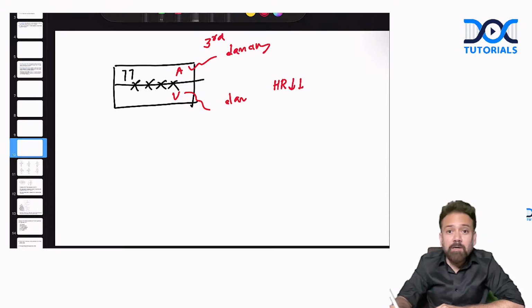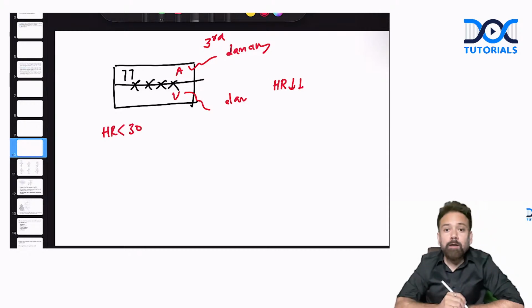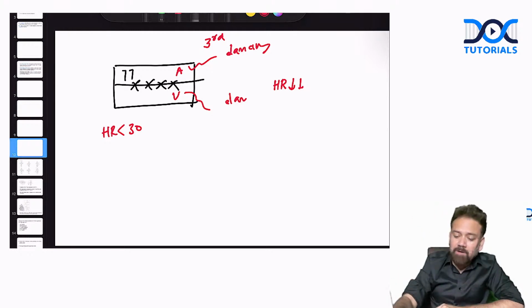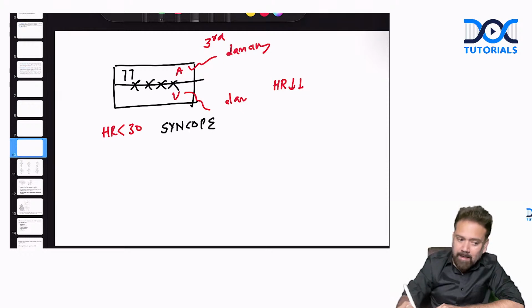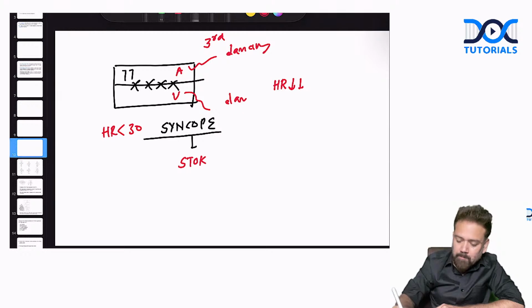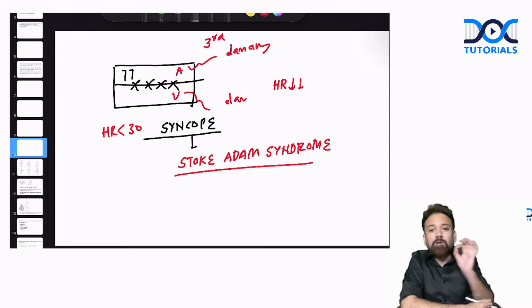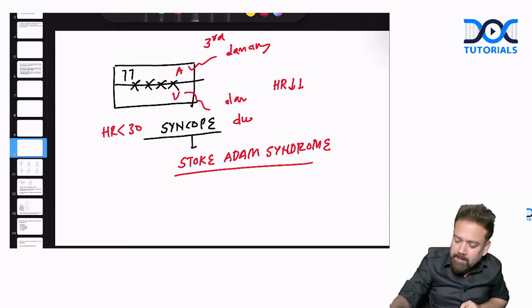And sometimes in the third degree heart block, if heart rate becomes even less than 30, okay, no blood will go to the brain and we will have syncope. No blood will go to the brain and we will have syncope. And that syncope is called, again, one more short note for your exam, Stokes-Adams syndrome. So Stokes-Adams syndrome is found in first degree heart block, second degree heart block, or third degree heart block? Tell me, answer is third degree heart block. Stokes-Adams syndrome means what? Syncope due to bradycardia.